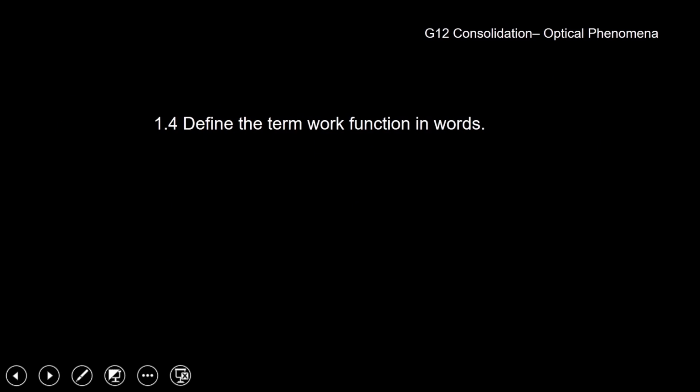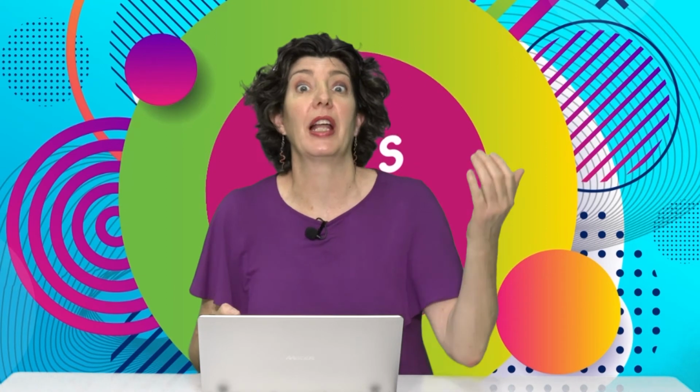Our next question. Define the term work function in words. So remember, work function is talking about the electron's point of view. Frequency is talking about the light point of view. So what about the electrons? What do they need? Work is telling you that it is about energy.